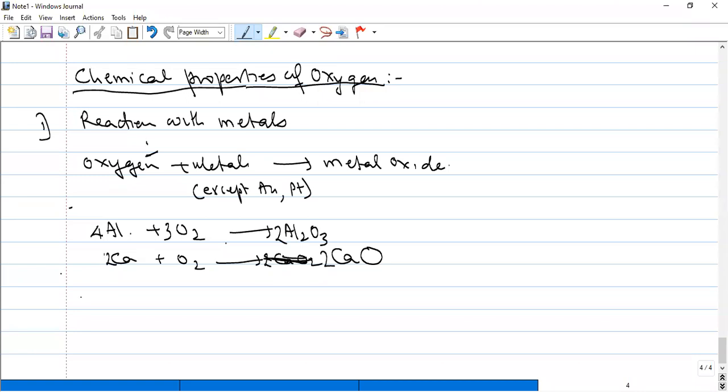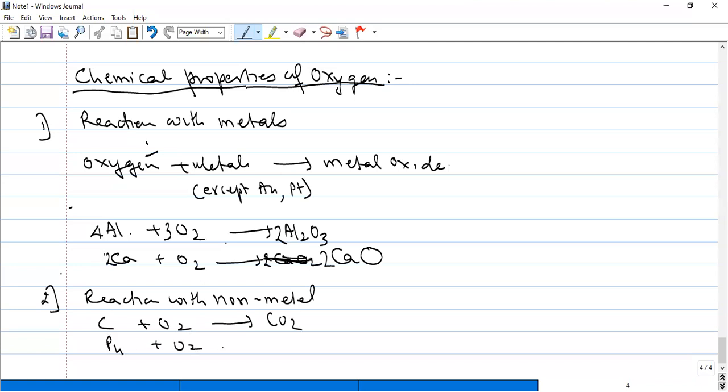Next, reaction with non-metal. Carbon plus oxygen, carbon dioxide. Phosphorus plus oxygen, phosphorus pentoxide. So these are the reactions.